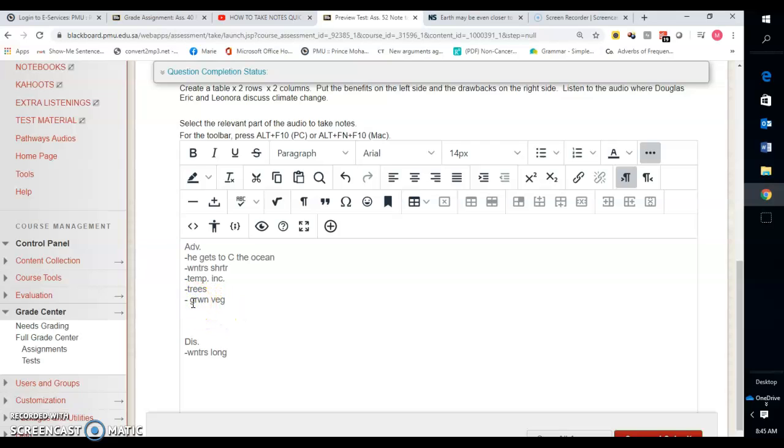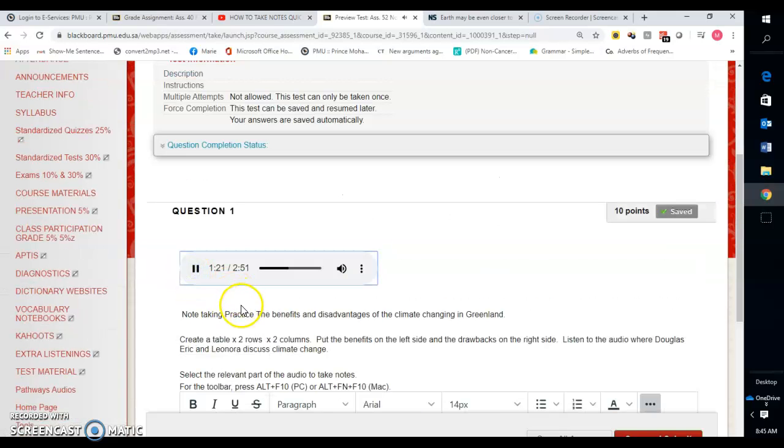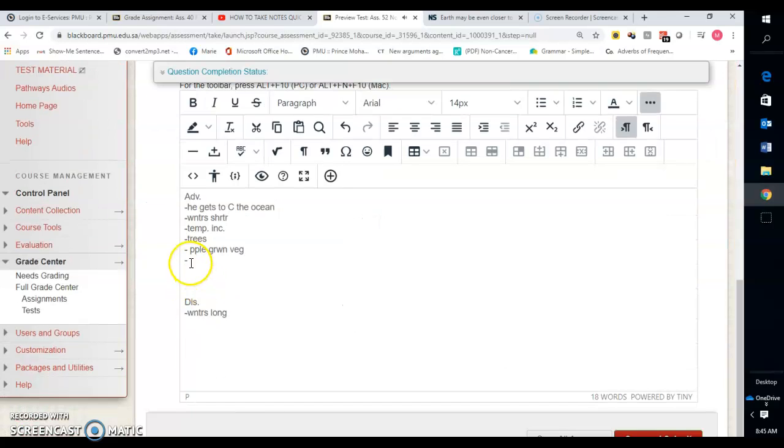Oh, he said people as well. I don't know what that one is. And things like that. And farmers can grow more grass for their animals. Well, Greenland. Okay, another one. Farmers. I don't think I need to write grow again.